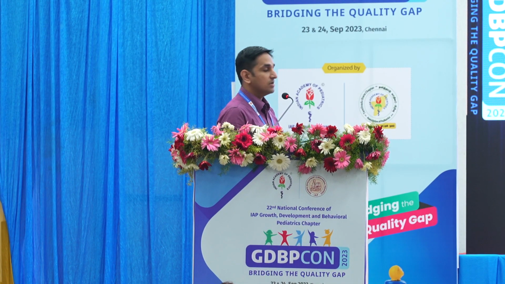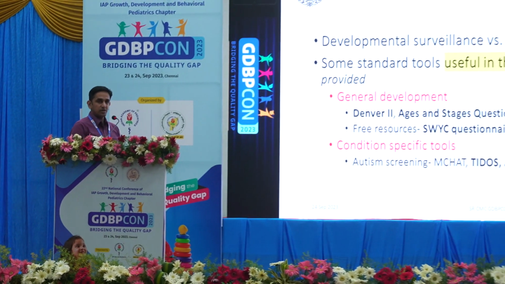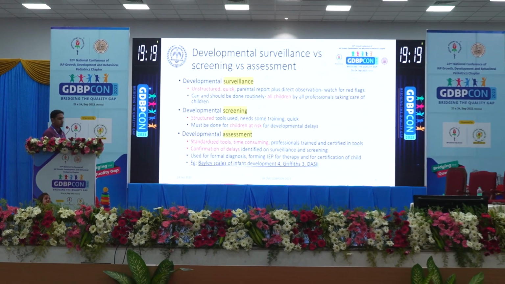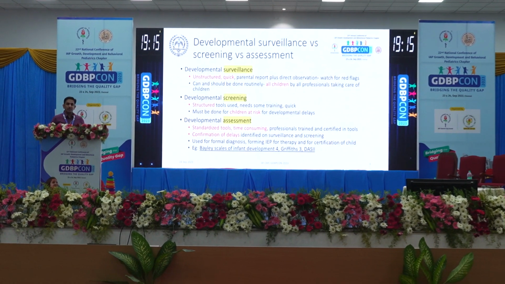I'd be focusing on some of the tools that can be used in a very quick and efficient manner in our OPD and in our office practice, especially the Denver 2 tool and the Ages and Stages Questionnaire. And I'll also be talking about some free resources that can be easily downloaded. And then I'll focus on condition specific tool, especially autism. And one of the recently developed apps, which is the AS Detect app, which we can use in our day-to-day practice. So what is developmental surveillance?